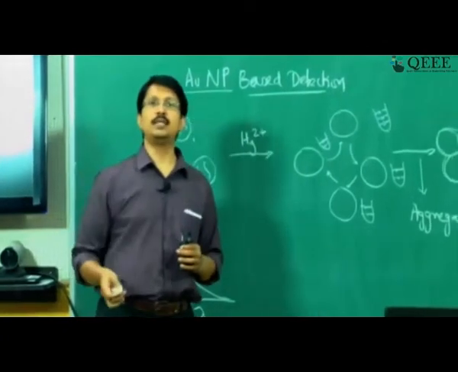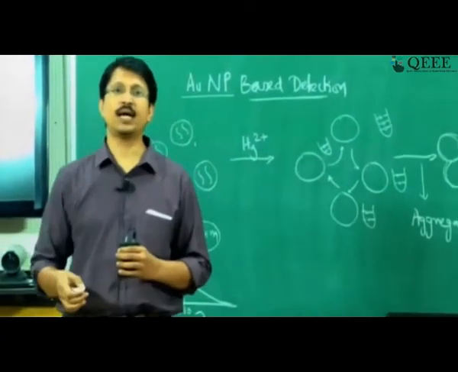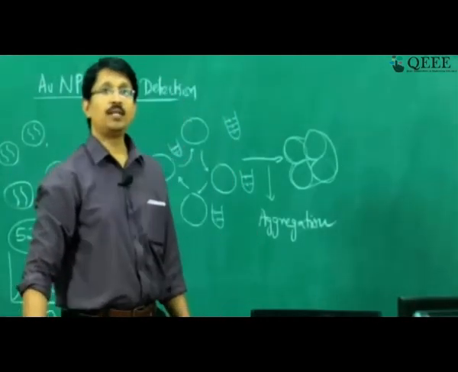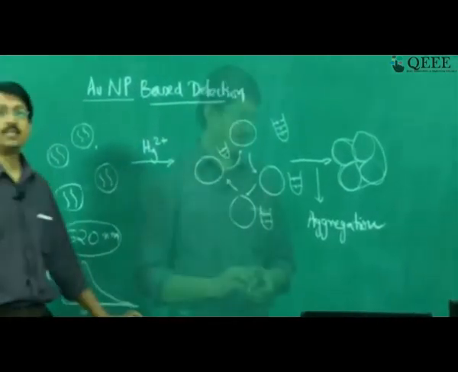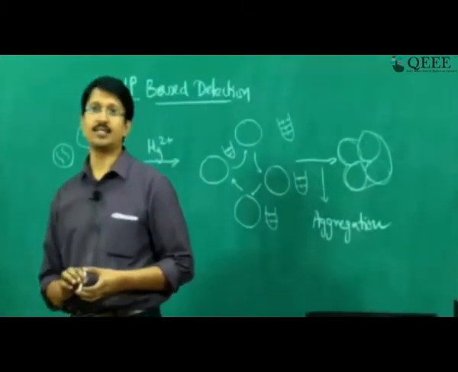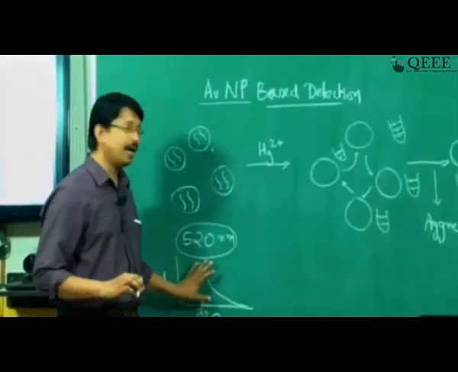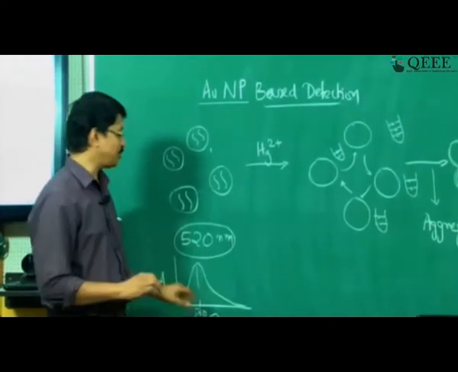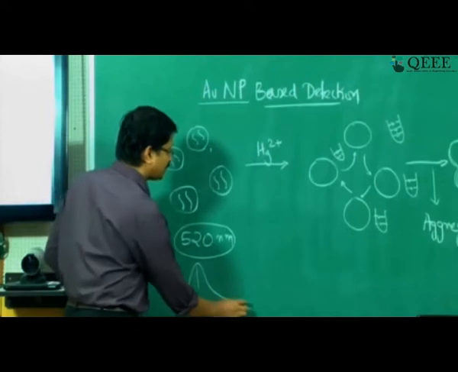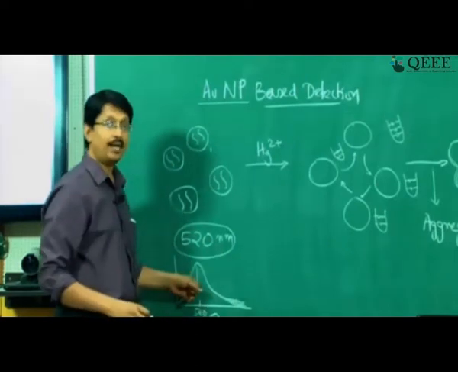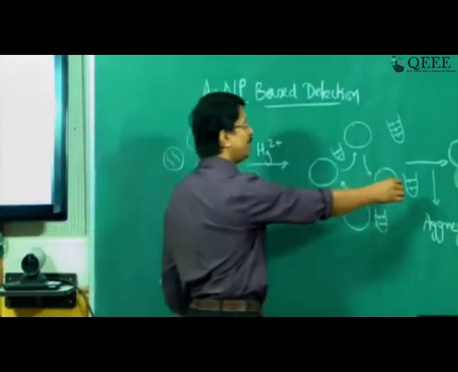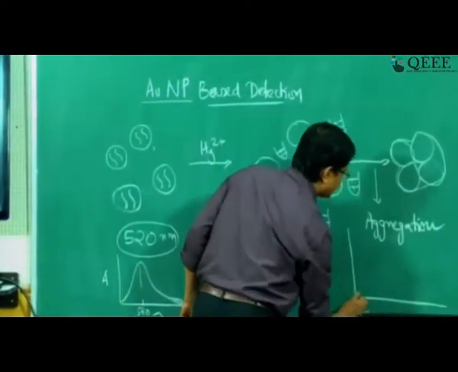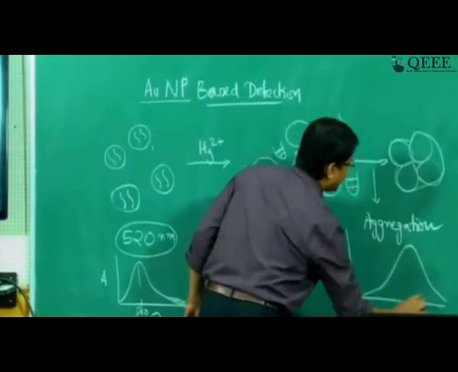So I want to take 1 minute. Think what will be the solution color if it absorbs at 520. Can any one of you tell what will be the color of the solution if absorption is at 520? Yellow color. Yes. So that's the answer. If it absorbs this color, that color won't be seen. So whatever color is absorbed, the remaining color is what is coming out. So you'll have a yellow color. But upon binding the mercury, what happens is that this absorption shifted to the yellow region.